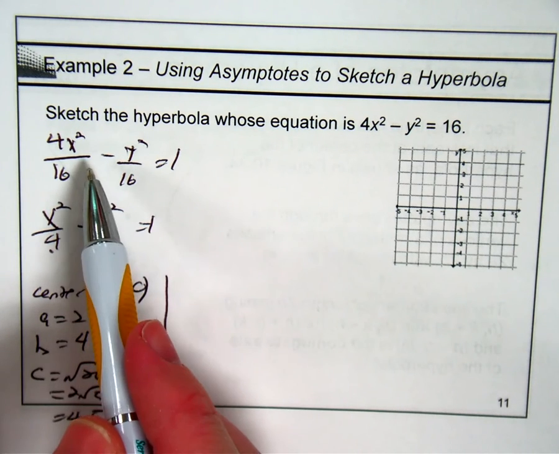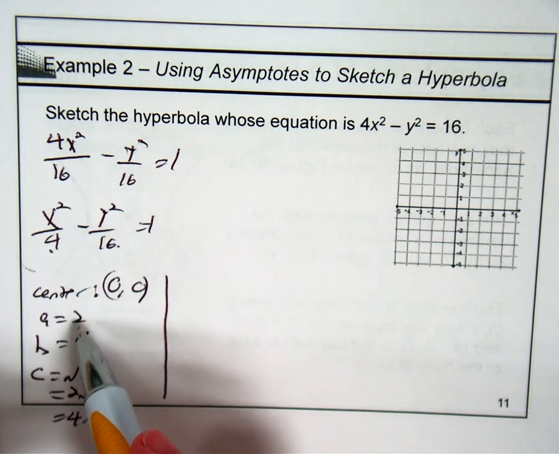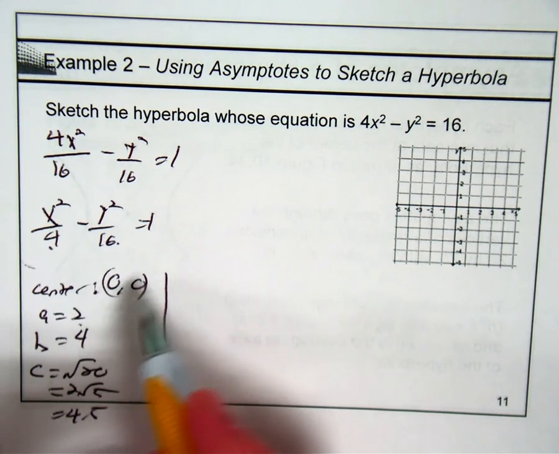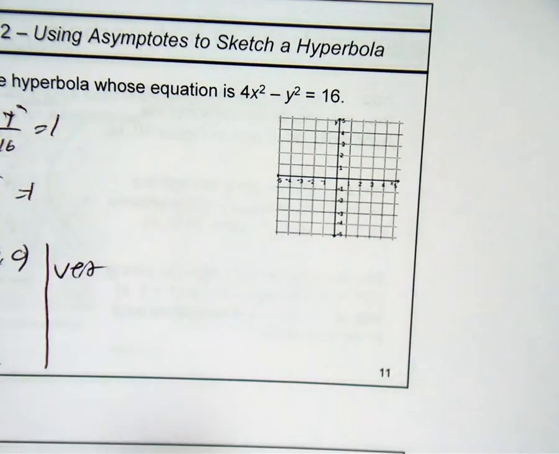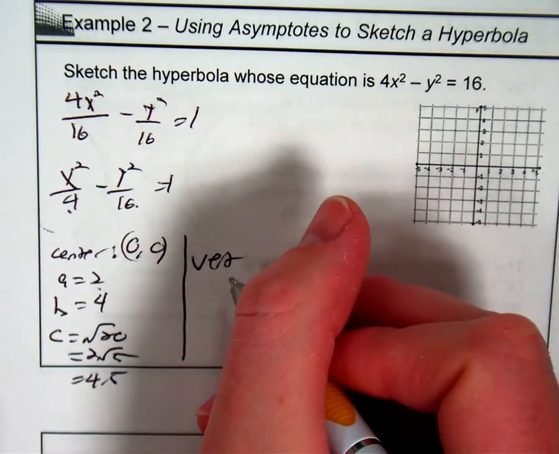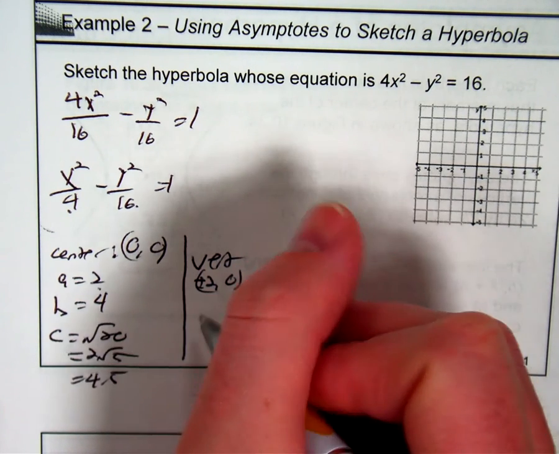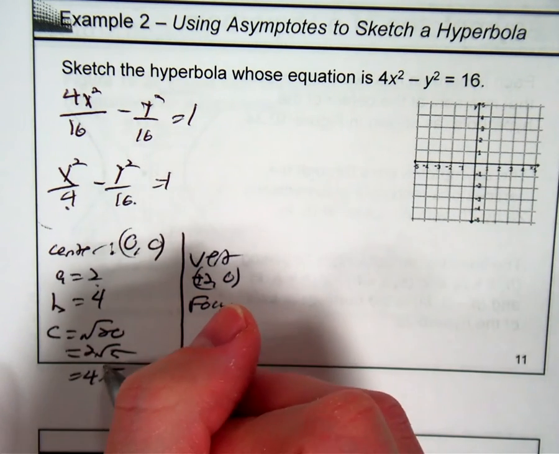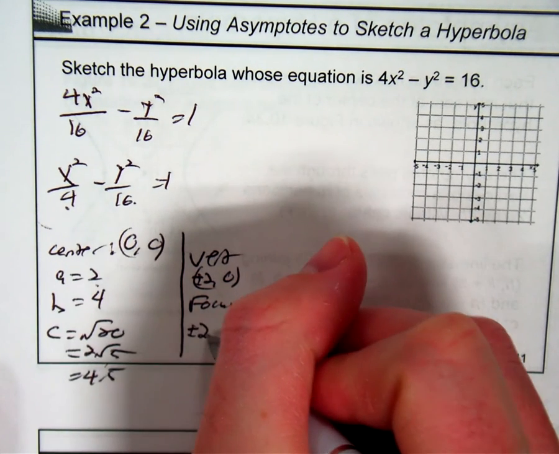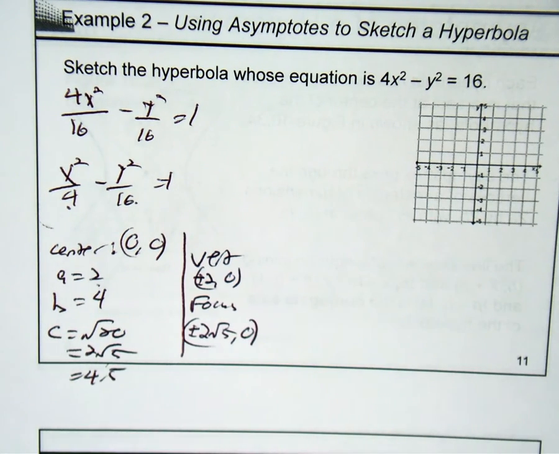Alright, X is positive. It's the front one. So our vertices are going to be determined by that. So we're going to have 2 to the left of the center and 2 to the right of the center. We're starting at 0, so that's pretty easy. So our vertices are going to be at plus or minus 2, 0. And then the same thing for our focus points. Plus or minus 2 radical 5, 0. Pretty easy when it's 0 for the X. You don't have to think very much.